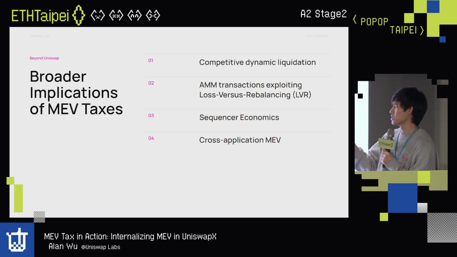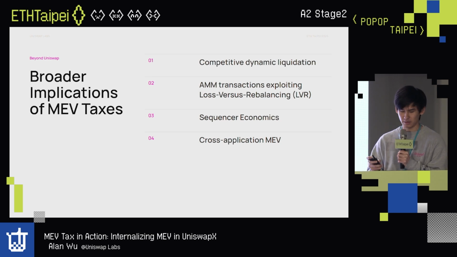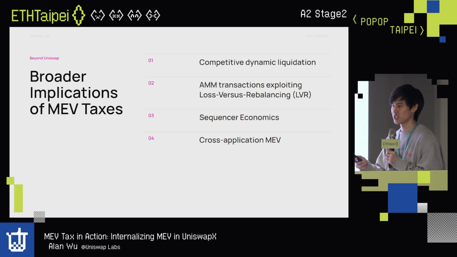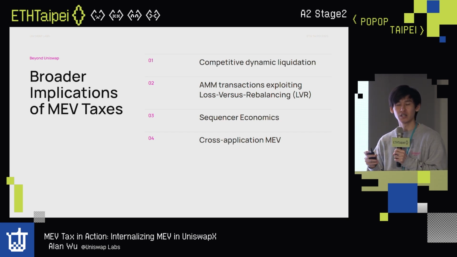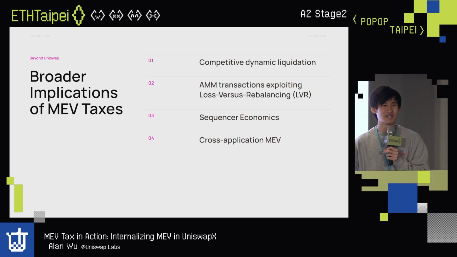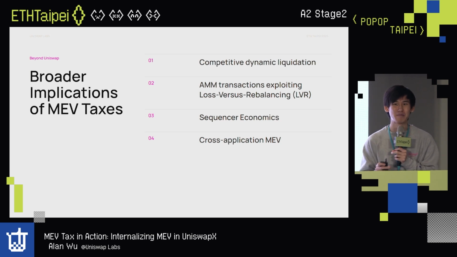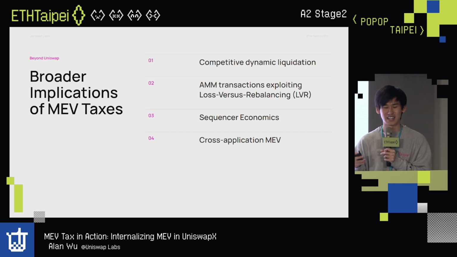Another application relates to AMMs themselves. At the start of each block, AMMs are usually arbitraged to take advantage of AMM price discrepancies, and this is called LVR. And if we can internalize this value, we can increase the capital efficiency for liquidity providers. And three, another ramification of this is that now we're essentially taking a bunch of money that was bound for sequencers and giving it back to users, so this is going to have some kind of repercussions on sequencer economics.